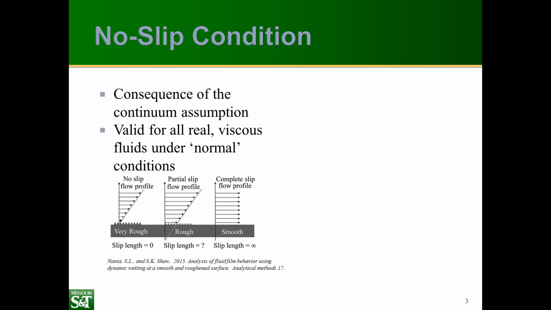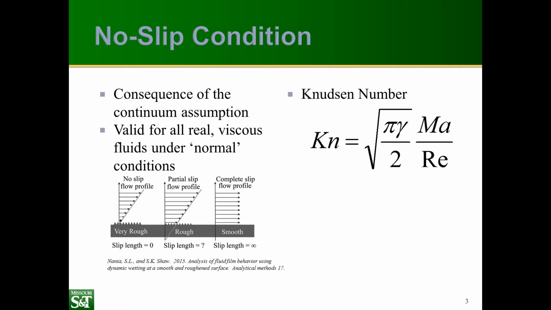Now, whether that's true or not is determined, again, by the Knudsen number. So the Knudsen number is the mean free path divided by the length scale of the flow, for instance, the diameter of a pipe. And if we actually look at the kinetic theory of gases, we can relate this to the Mach number and the Reynolds number, and we'll talk more about the Mach number and Reynolds number later.